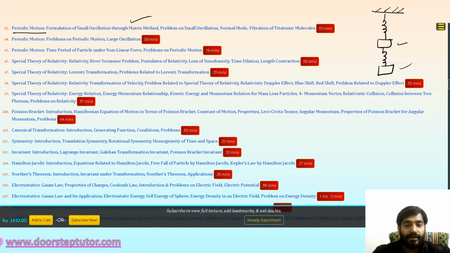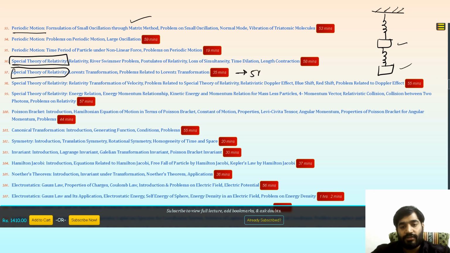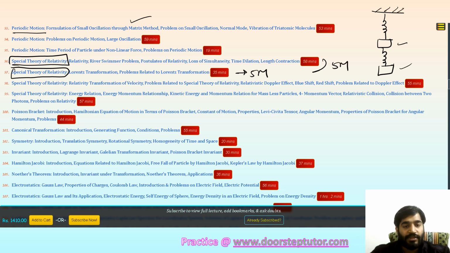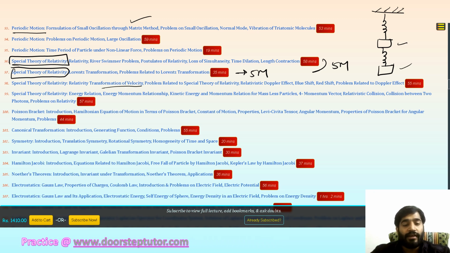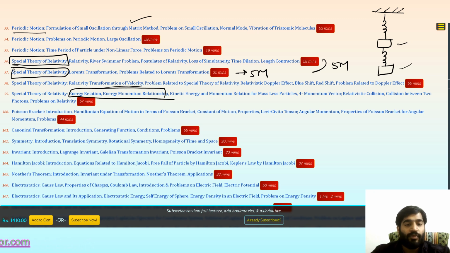Okay, then your questions related to the special theory of relativity. Every year a 5 marks question is fixed from this. Whether it's related to the transformation of velocity, where the important thing is the energy relation, or your momentum relation, these are all important. Then canonical transformation is very important.